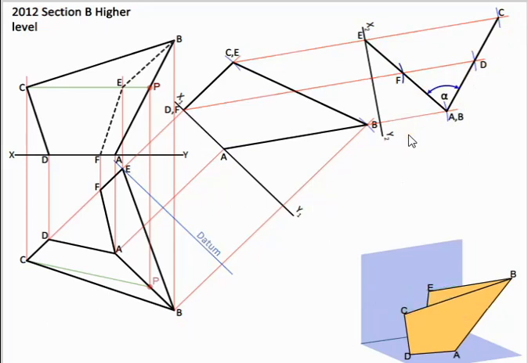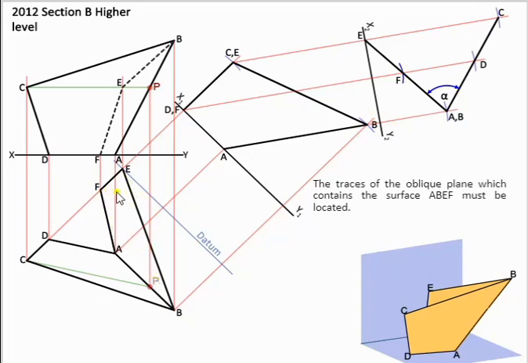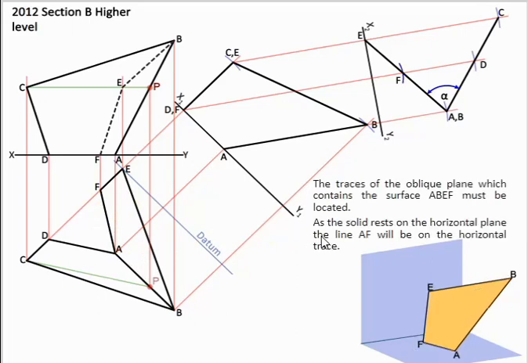The last part that was asked in this question was to find the traces of an oblique plane for the surface AFEB. So we need to find the traces for the oblique plane that contains this lamina here. If we look at the 3D graphic and take one surface on its own, we can represent what this lamina surface would look like, and what the oblique plane would look like, and the traces.